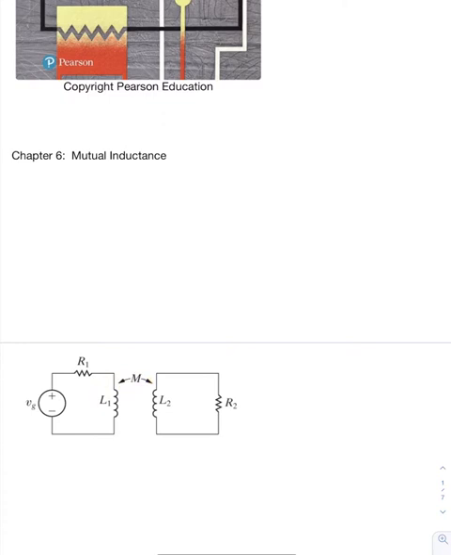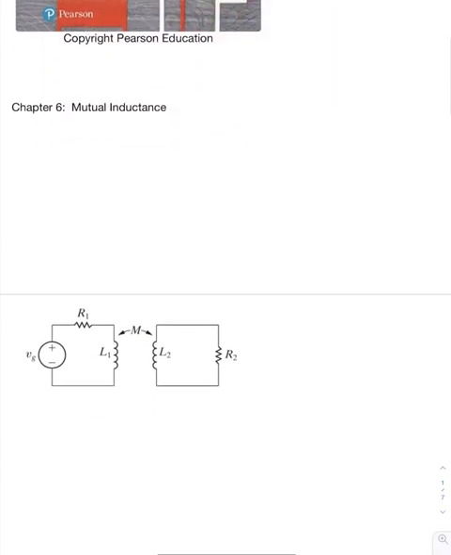So we had said the voltage induced by inductor 1, or across inductor 1, was equal to the self-induced voltage caused by the current going through inductor 1, and also the mutual inductance caused by the current going through inductor 2.